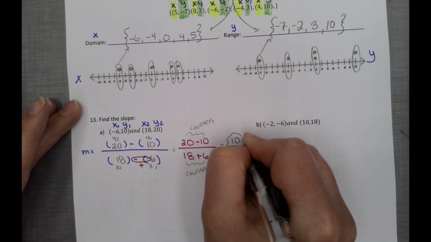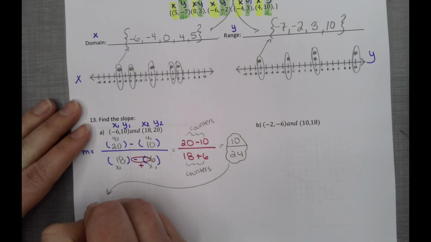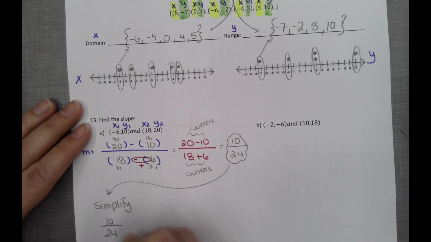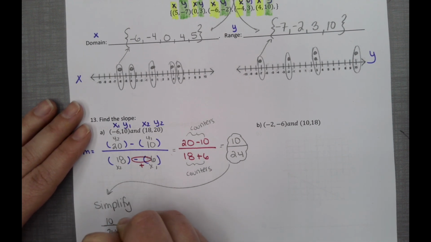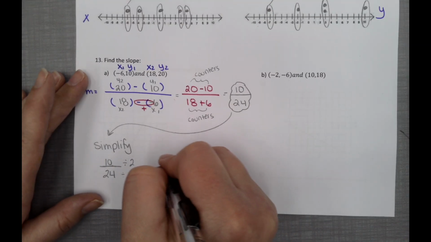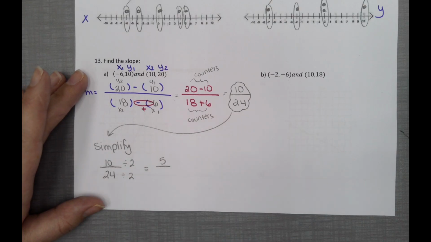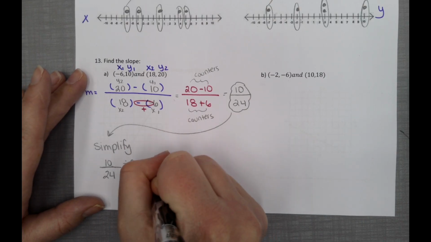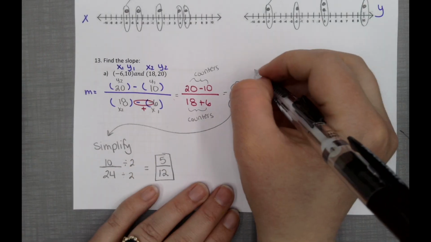I'm going to put this in a thinking bubble because you have to simplify your fractions. So we're looking for a number that goes into 10 that also goes into 24, and that number happens to be 2. 10 divided by 2 is 5, and 24 divided by 2, that's 12. So this here is your slope. Let's go do it again.